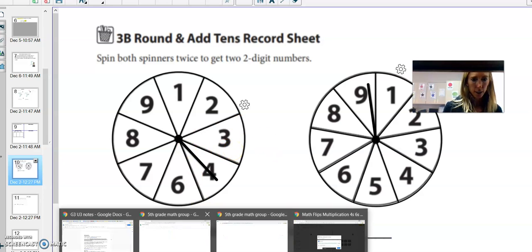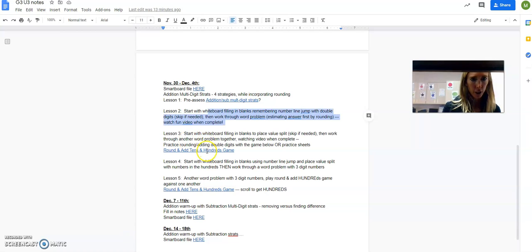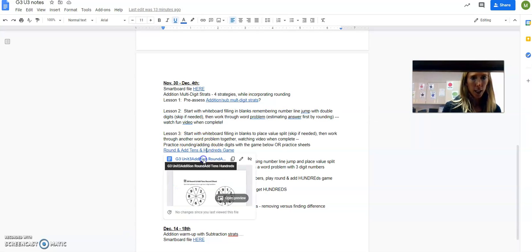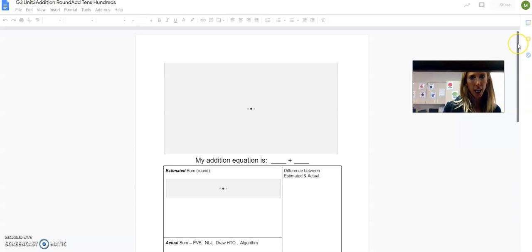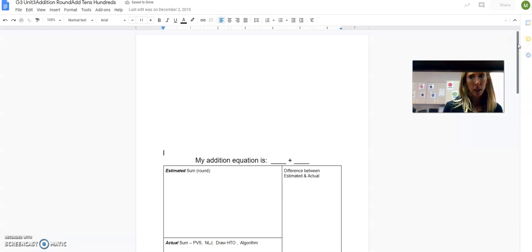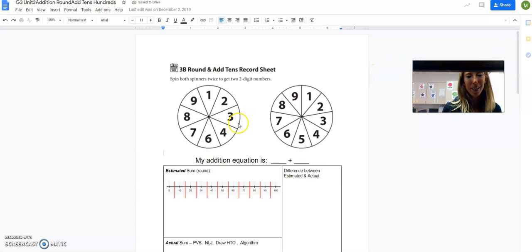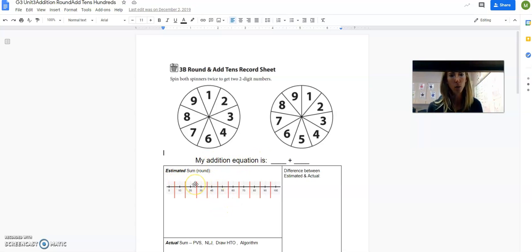So our sheet looks like, if I go back to the notes, if you're going to use this game, here is the sheet that you would print off and have kids fill out when they play the game. And it's not really a game. You're pretty much just practicing addition and seeing how close you are to your rounded answer.